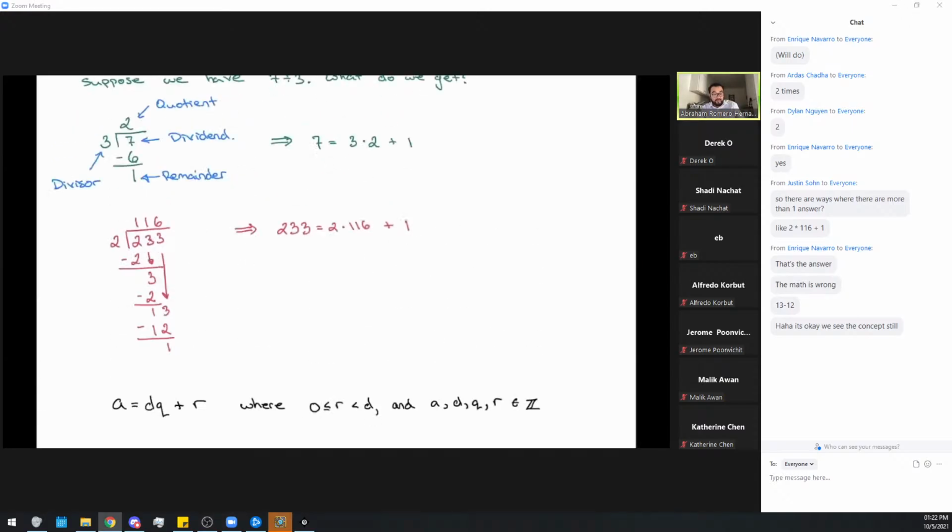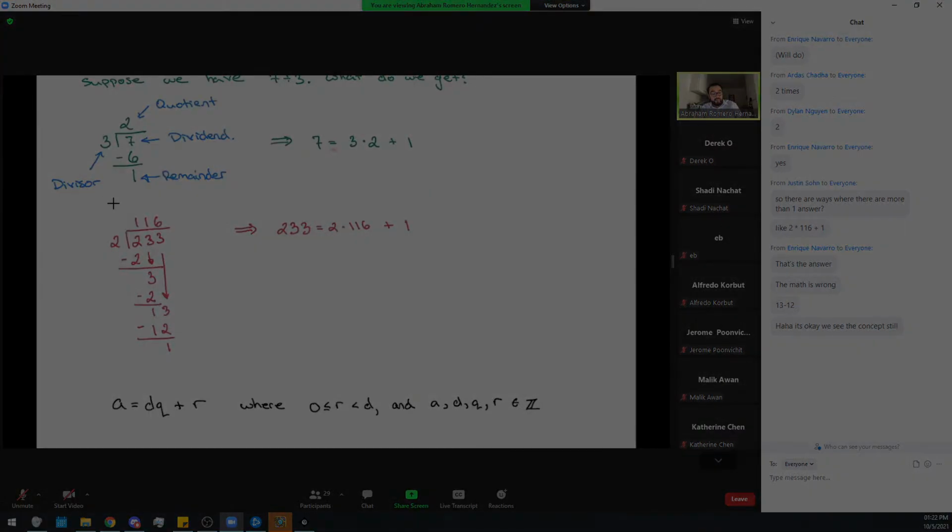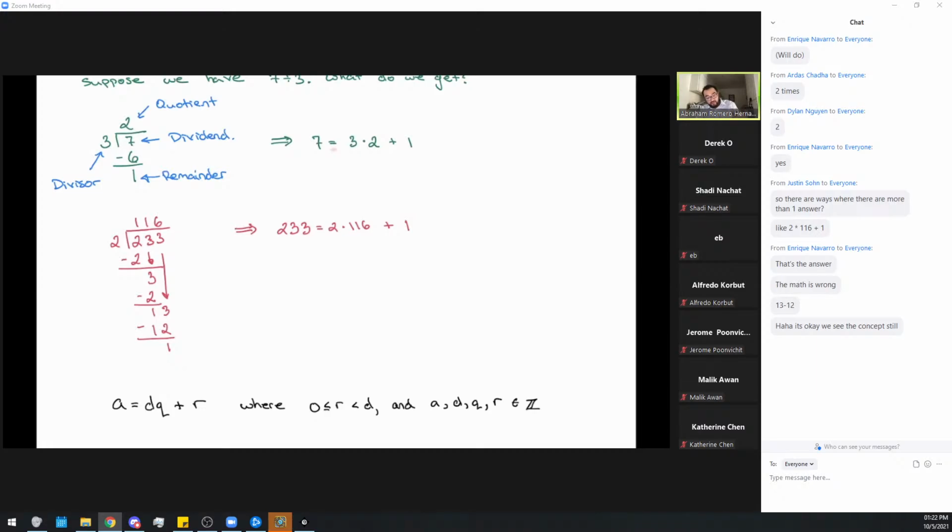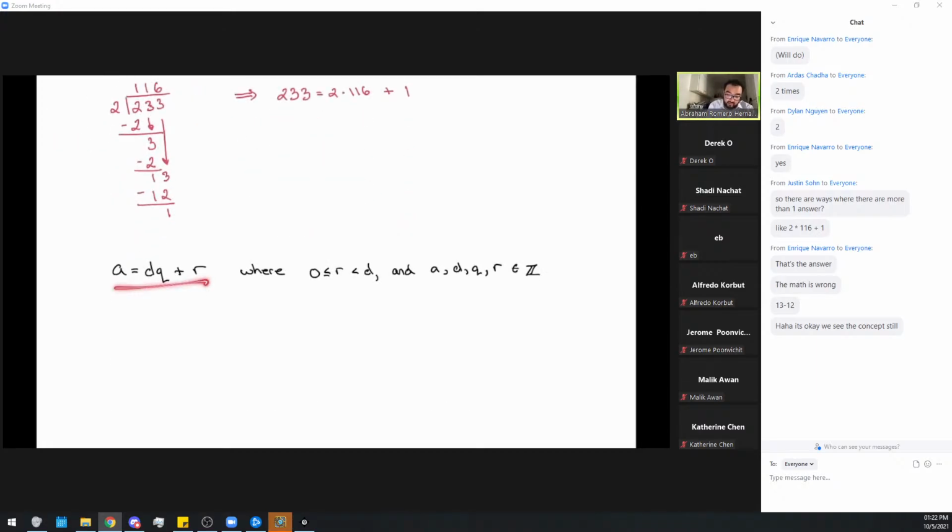Because that's literally what we're doing. We're taking a divisor and writing it as an equation involving the quotient, the dividend, and the remainder. And that's what I'm doing here, where A is your divisor, D is your dividend, Q is obviously quotient, and R is your remainder.